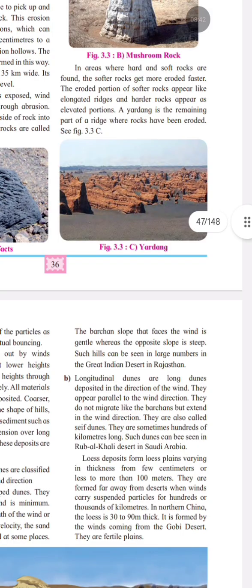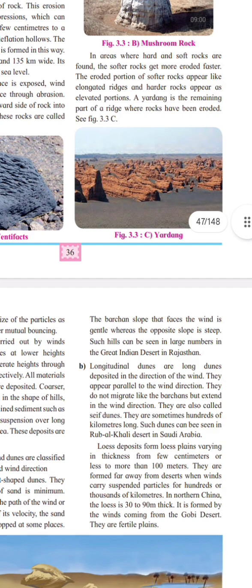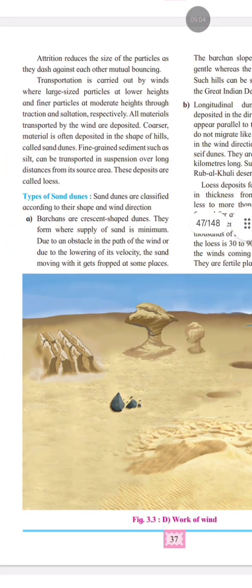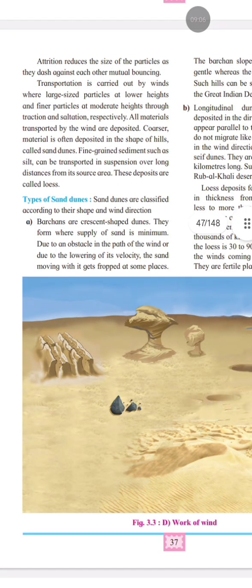Next, Yardang. When hard and soft rocks occur together, the soft rocks are eroded faster. The harder portion remains elevated. The remaining elongated ridge is called a Yardang. Figure 3.3c shows Yardang images. Now, attrition reduces the size of the particles as they dash against each other, mutually bouncing.